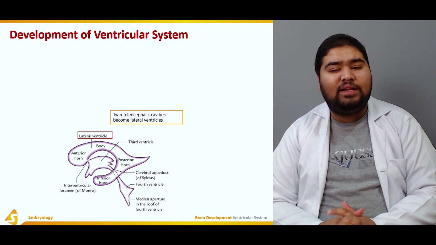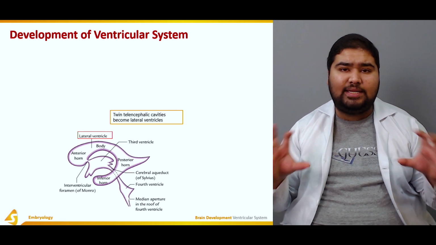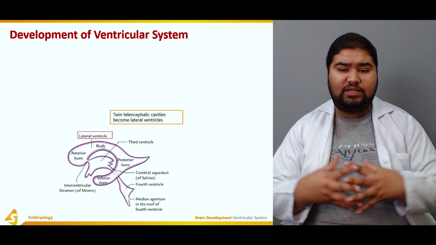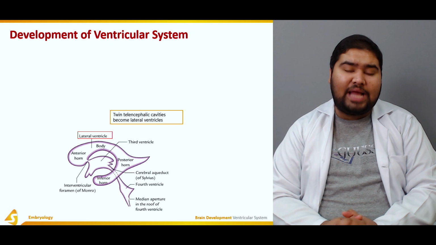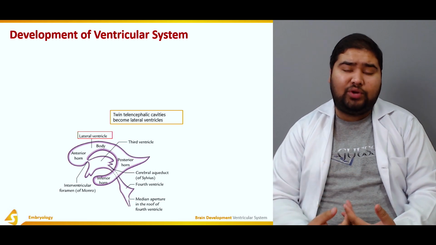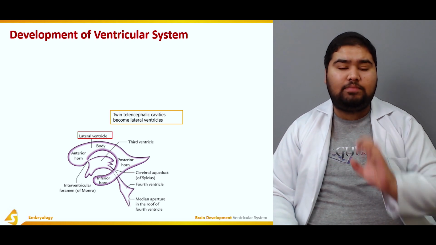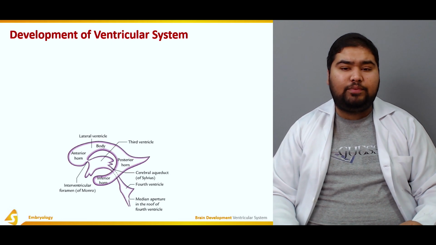Now the lateral ventricles: the twin telencephalic cavities, the two cavities that developed from the prosencephalon, the telencephalon cavities, they form the lateral ventricles, and lateral ventricles are 2 in number. So this is about the anatomy of the ventricular system. Now let's see how the development proceeds.